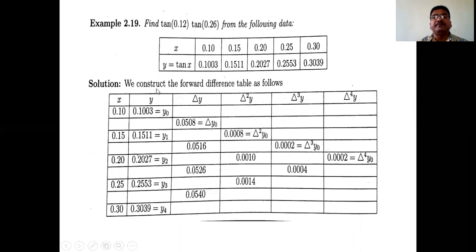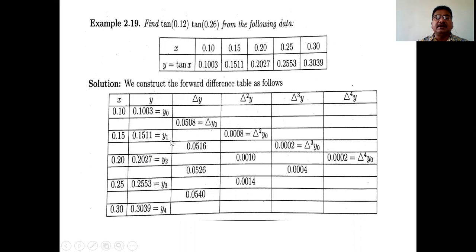So we construct the forward difference table. We will find the value at 0.12 first, so we are going to use Newton's forward interpolation formula to find tan 0.12, and therefore prepare a forward difference table. This is the forward difference table. The first column is the values of x, the second column is the values of y, and the next columns are delta y, delta square y, delta cube y, delta raised to 4 y.